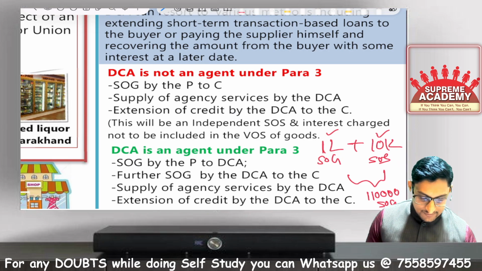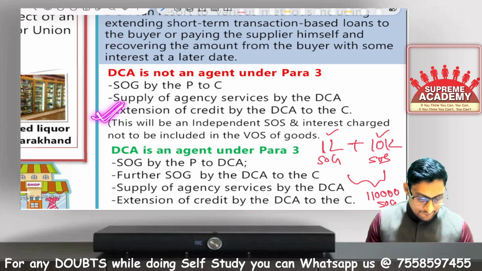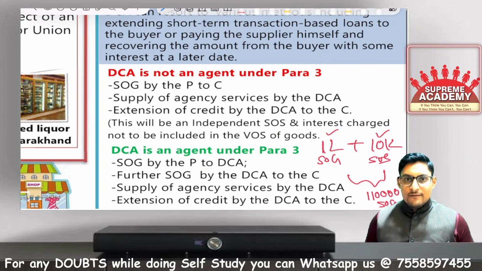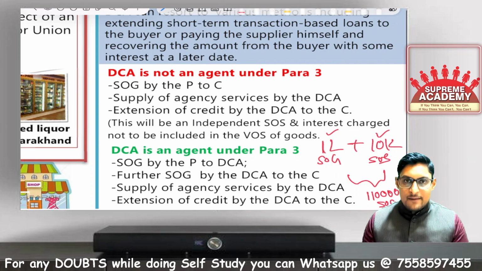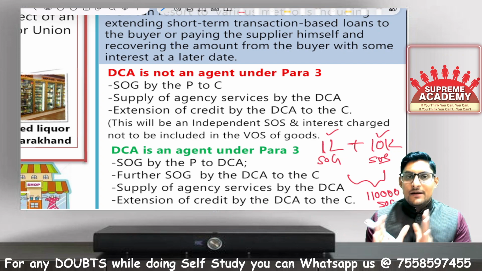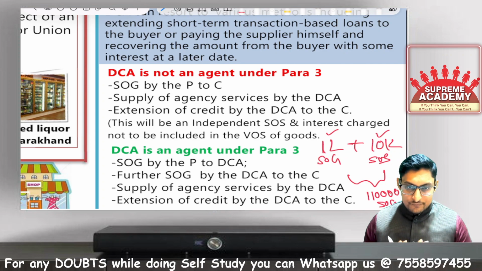Now when this is not an agent under para 3, this supply of service of credit facility will be an independent supply of service. This will not be a composite supply. This will not be a mixed supply. This will be an independent supply of service whose valuation will be calculated separately.